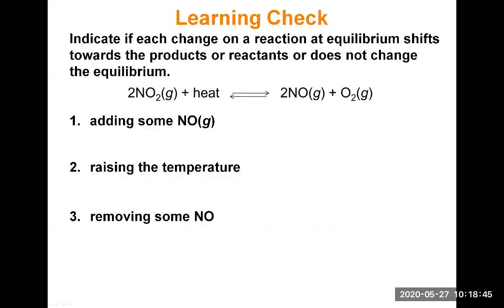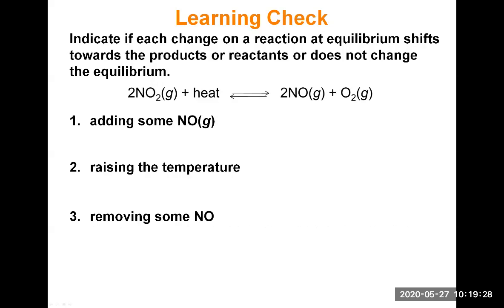So let's do some learning check here to test that knowledge. Indicate if each change on a reaction at equilibrium shifts towards the product or the reactant, or does not change the equilibrium. So we have this reaction where 2 NO2 gas needs heat. So that means it's an endothermic reaction. You need heat to go forward and make 2 NO plus oxygen, all in their gas phase. So we have this equilibrium, and it's an endothermic reaction that requires absorbing heat to go forward.